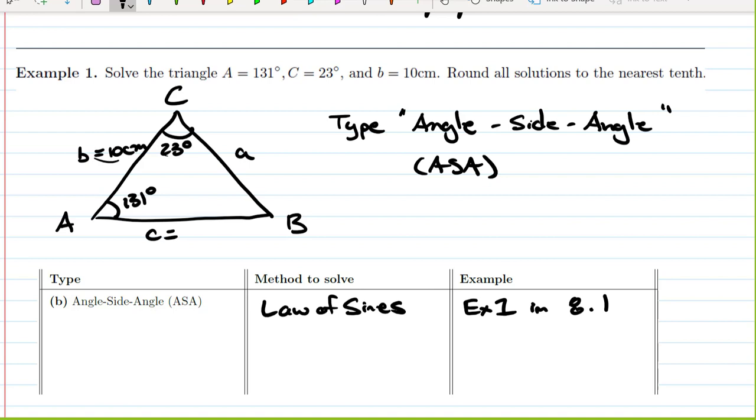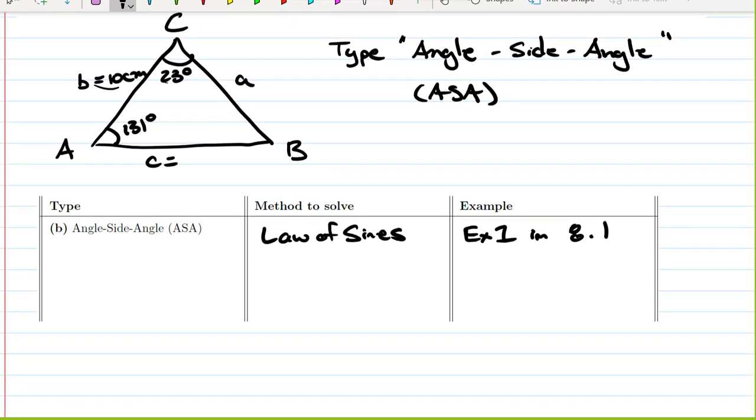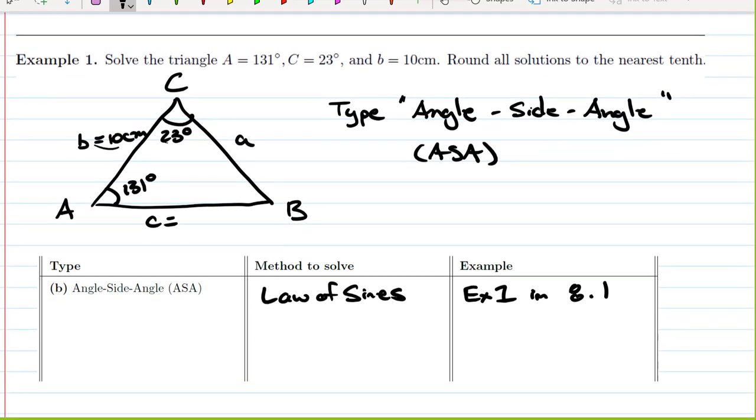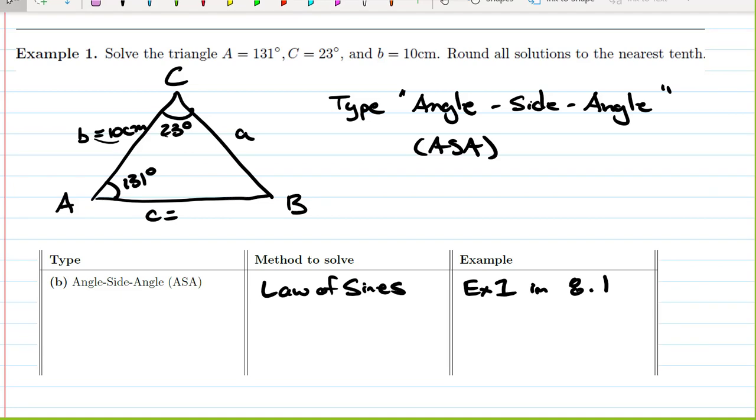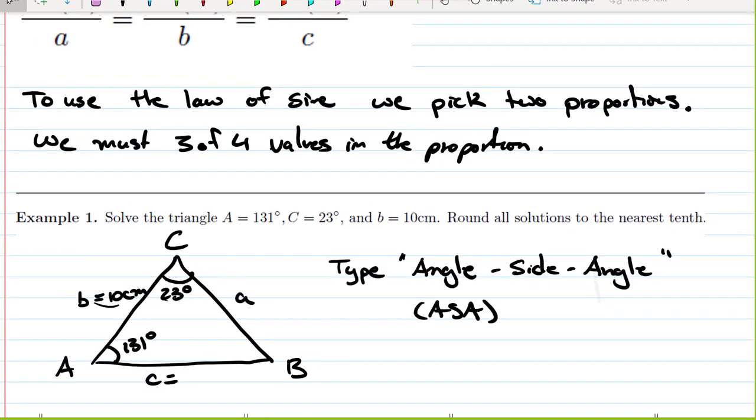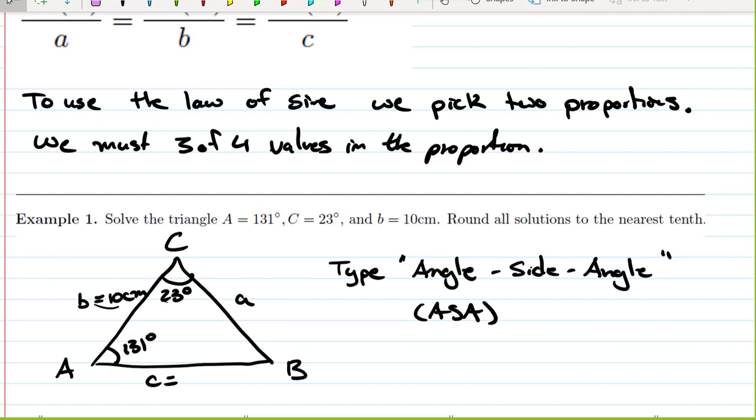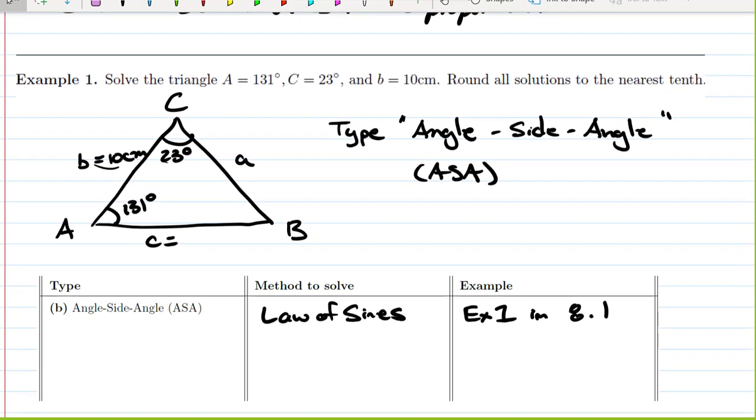We know which method to use based on the type. So if you ever run into a situation that is angle side angle, or ASA, we know that we're going to use the law of sines, and it's going to be similar to the example that we just did in 8.1. Okay, so let's go ahead and use the law of sines. So as we had here, it says to use the law of sines, we pick two proportions and we must know 3 of the 4 values.